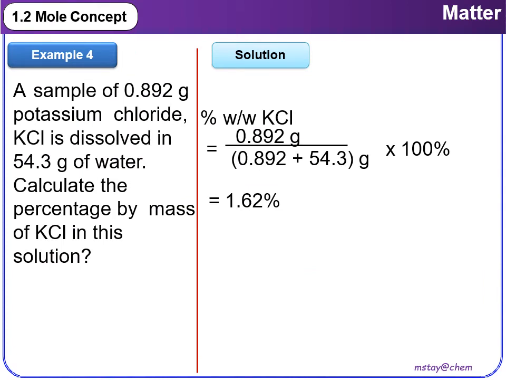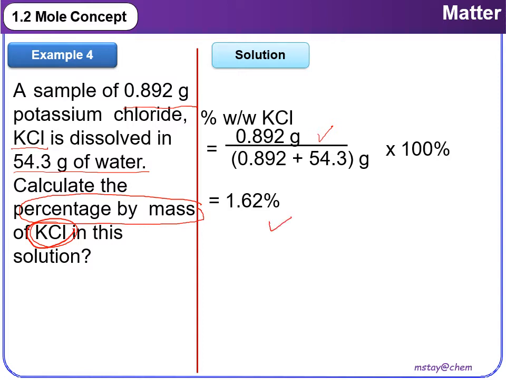A sample of 0.892 g potassium chloride is dissolved in 54.3 grams of water. Calculate the percentage by mass of KCl, potassium chloride. So it means that you have to put the mass of potassium chloride on the top here and then over the total mass of the solution. So in this case, it's 1.62%.